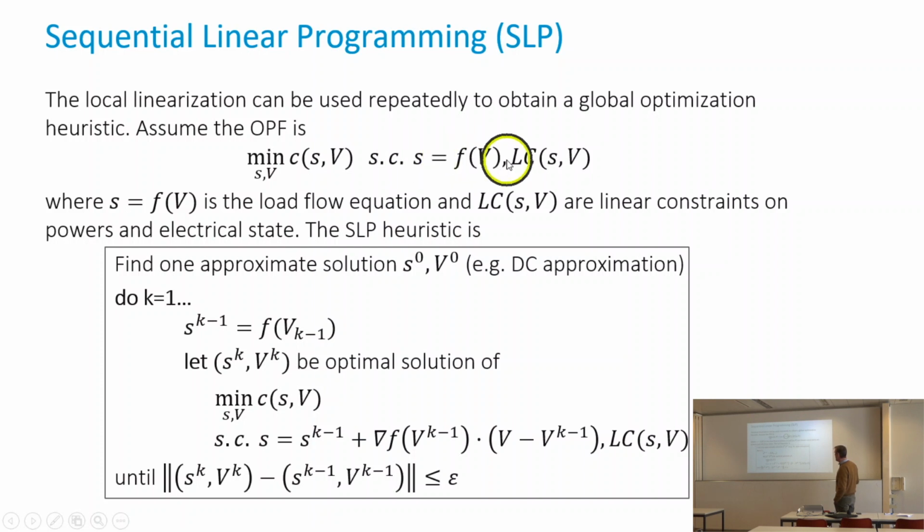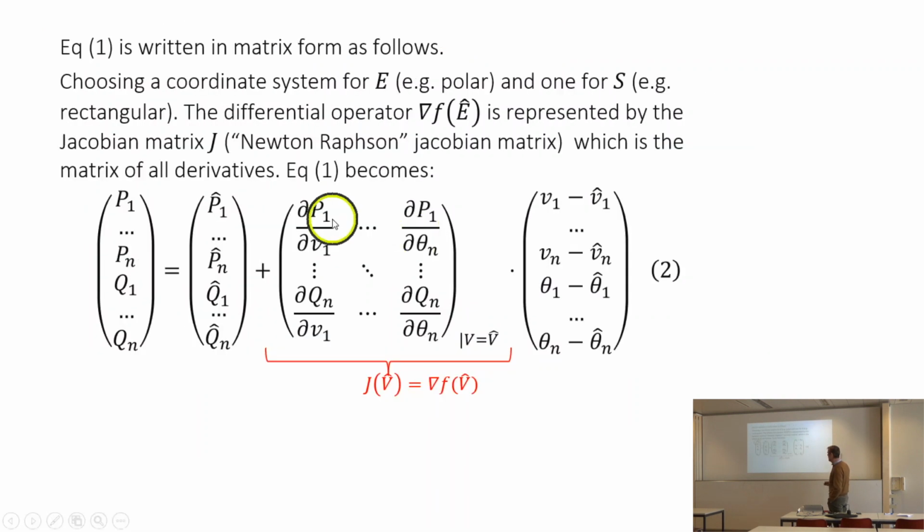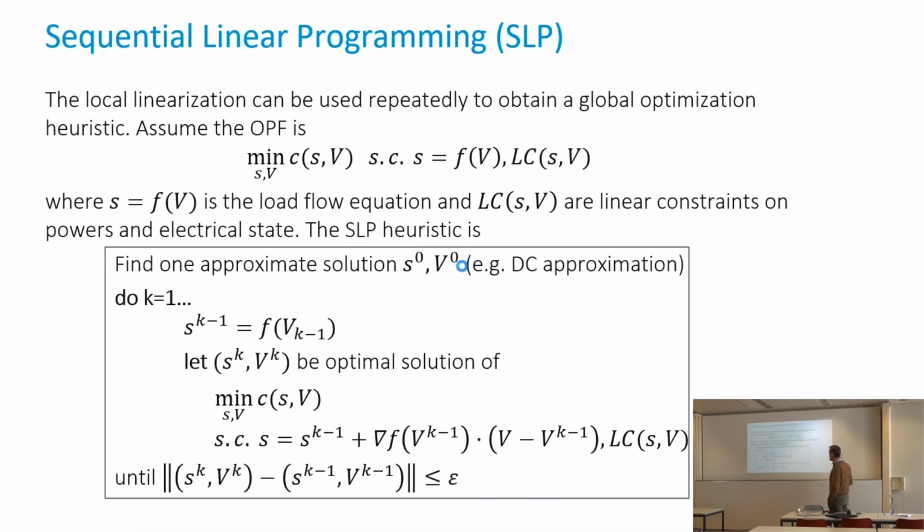And then once we have done this linearization, S equal F of V is linear. The load flow equations that we saw in the previous slide are now linear. This is V, this is S, and everything is linear. We also have linear constraints typically on the powers and electrical state that may be due also to voltage and current magnitude. We can have them in the cost, we can have them in the constraint. We can often have them both.